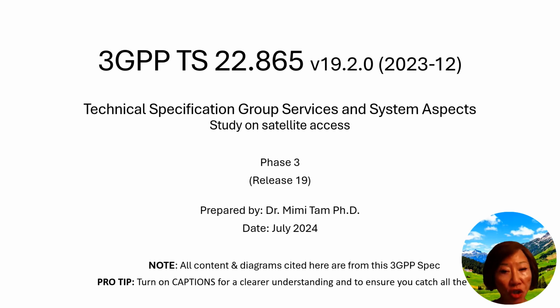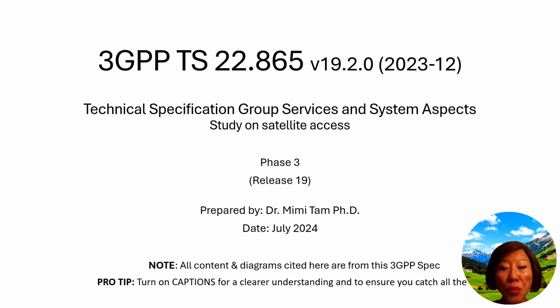These specifications often include integration with emerging technologies, pushing the boundaries of what's possible with the current system. For satellite access, this might involve advanced inter-satellite communication, enhanced mobility management across satellite and terrestrial networks, and more sophisticated resource allocation techniques. Performance enhancements are a key focus in Phase 3 specifications.